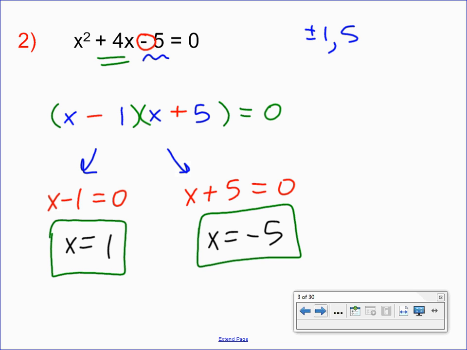Raise your hand if you had 1 and negative 5 for number 2. You got 1 and negative 5? Way to go, you guys.